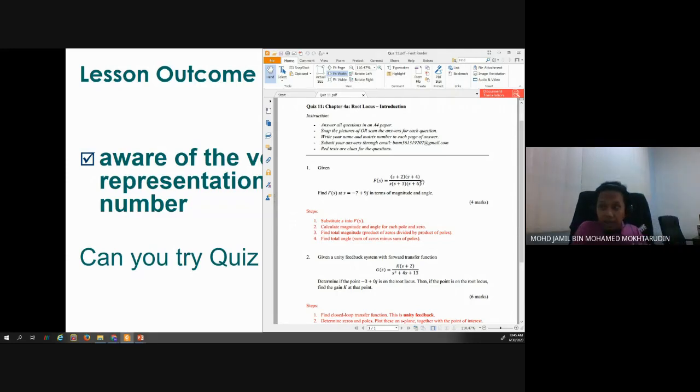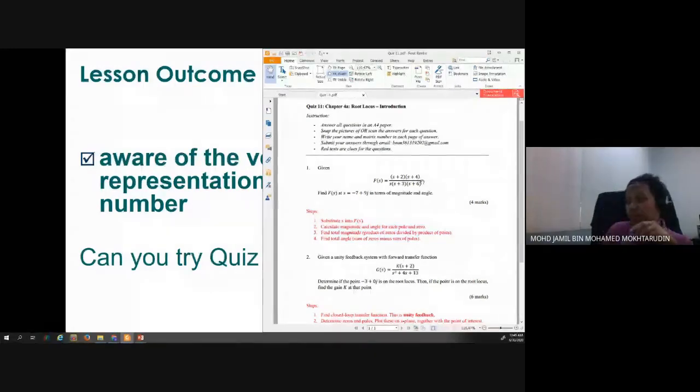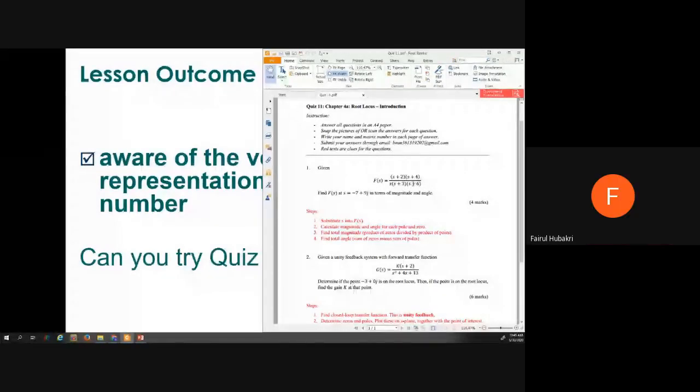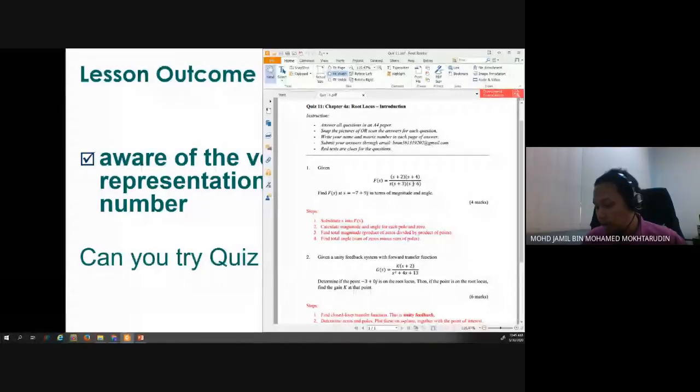Okay. Any question for this question? If no, we can proceed. But you can try first, okay? Find the magnitude for each of the brackets and also find the angle.